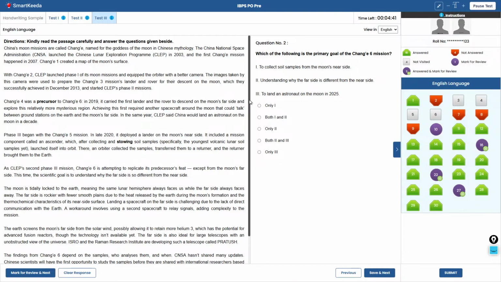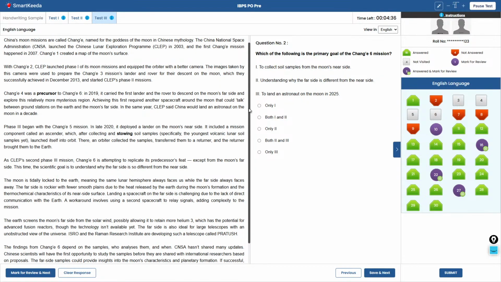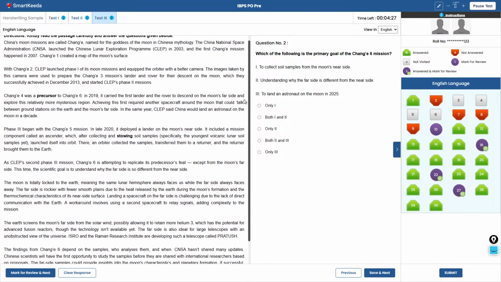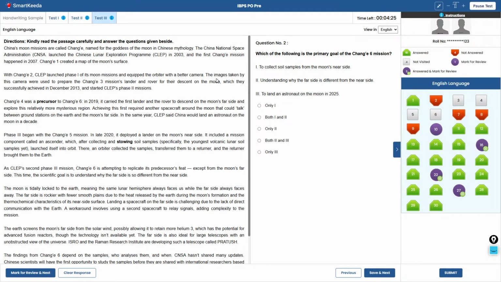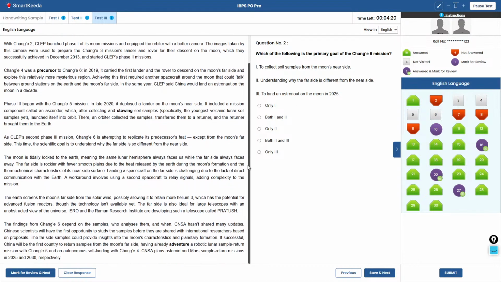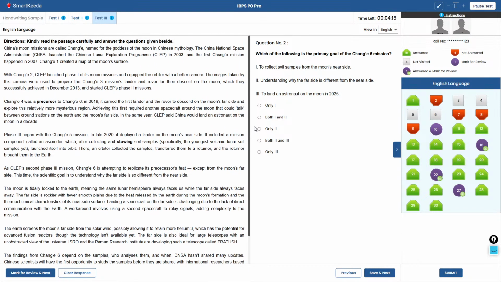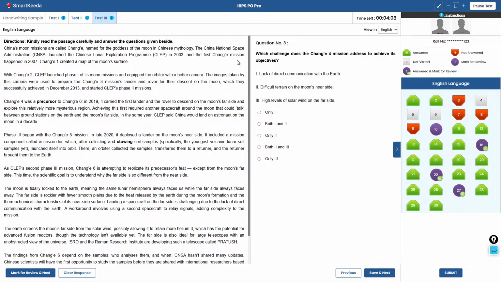Primary goal of Chang'e 6: to collect soil samples from the moon's near side. Why near side? Near side is done. So not one. To understand why the far side is different, or to land an astronaut? I don't think it's to land an astronaut on the moon. Nothing has been said like that. So only two is the primary goal, I guess.